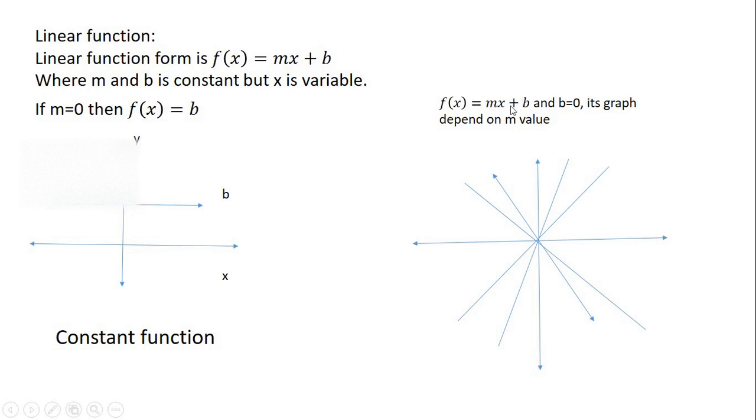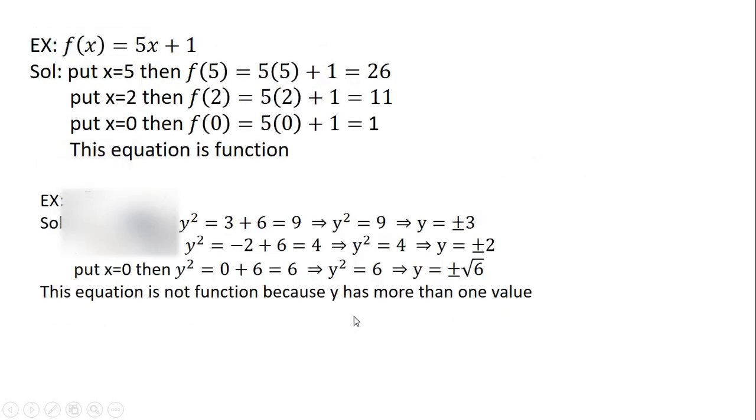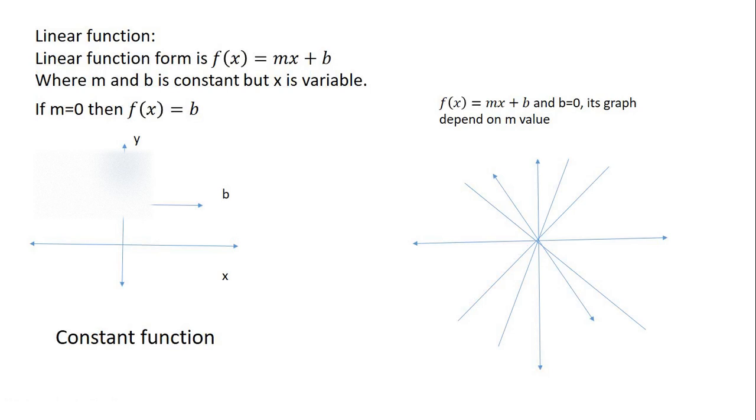If we have b value 0, then the function depends on m. So it has many lines. It depends on the m value. m may be 1, 0, 2, any number. So the function graph looks like this, a straight line. We make different lines at different points, just like m equals 0, or different points. A linear function always has a straight line.